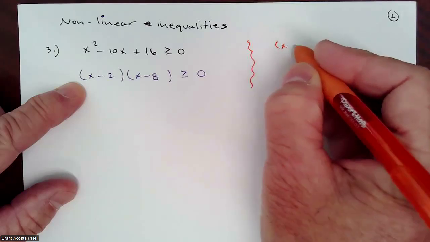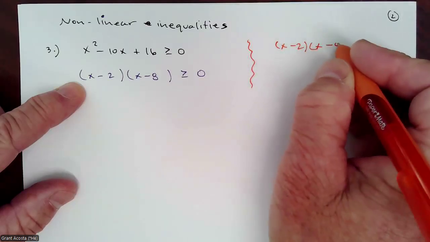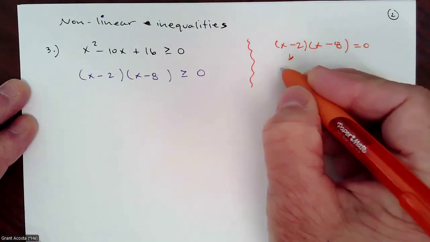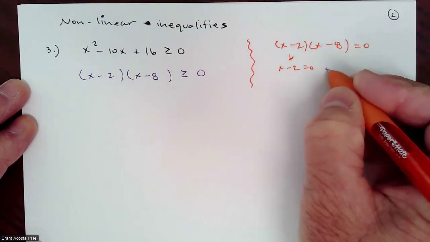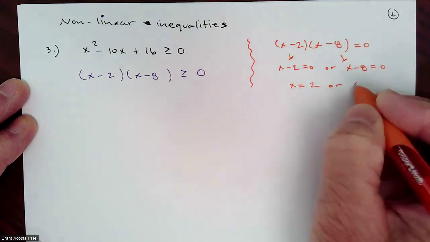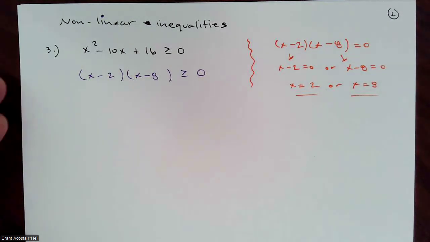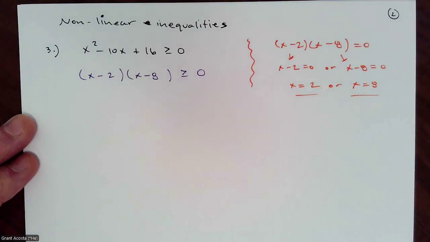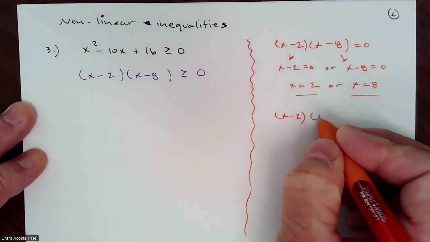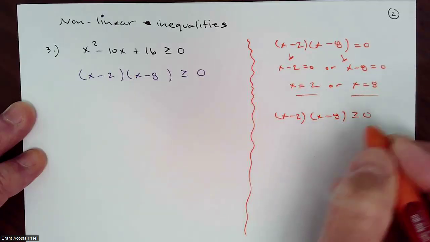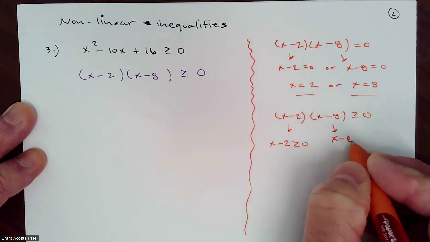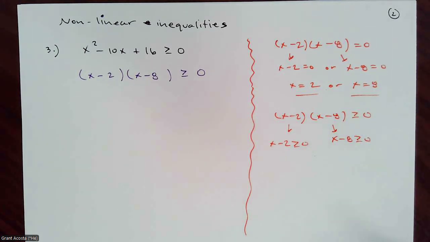Because if you were solving the equation x minus 2 times x minus 8 equals 0, so this is a different problem, how do we get our answers? We say x minus 2 equals 0, or x minus 8 equals 0. So we get x equals 2 or x equals 8. So it totally seems logical that if we have x minus 2 times x minus 8 greater than or equal to 0, that we should set this greater than or equal to 0 and this greater than or equal to 0, right? That seems to be logical.